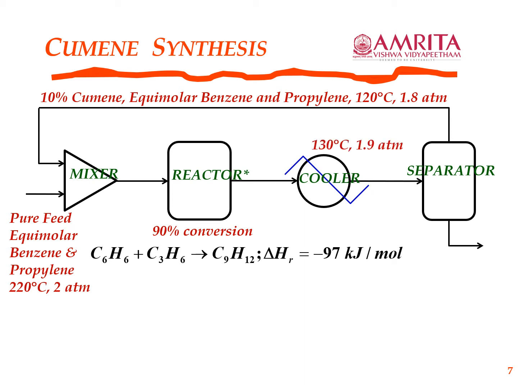And then you take this gas and you want to separate benzene, propylene from cumene, and so you cool it down partially to some temperature, and then you have a separator where you get your product as a certain purity of cumene, at 150 degrees Celsius, 1.9 atmosphere pressure, and then the gaseous phase is essentially either condensed or, no, in this case not condensed, and then it is recycled back into the mixer.